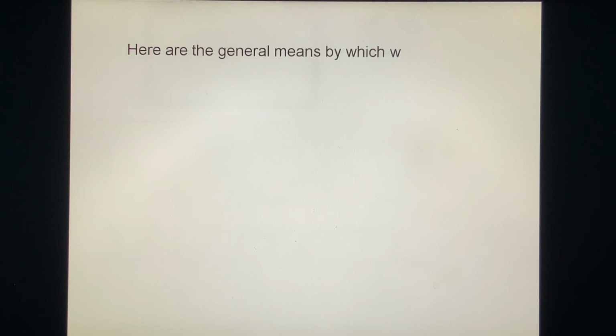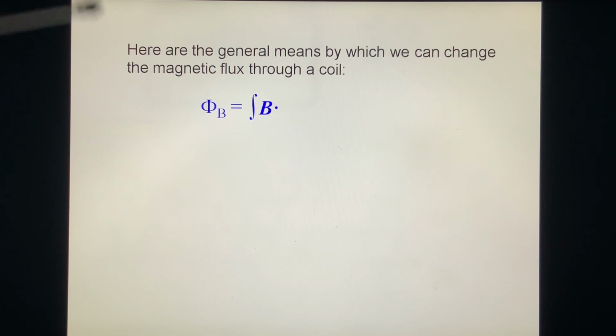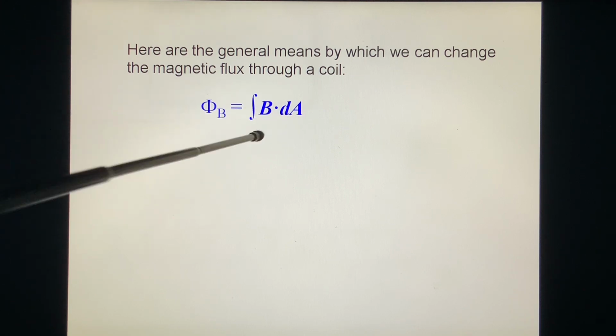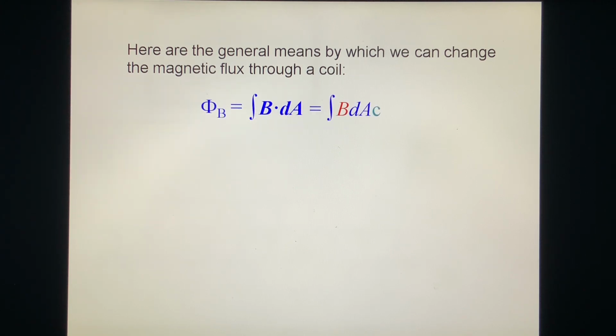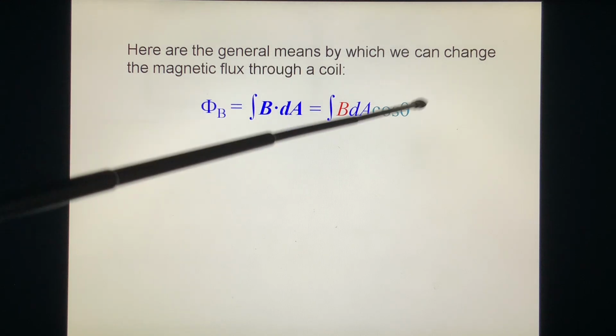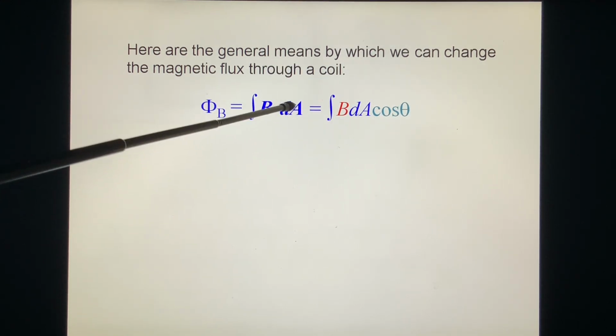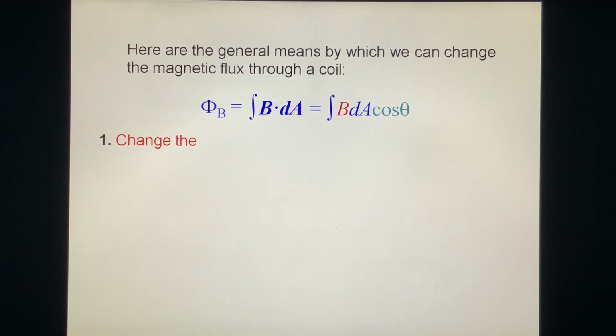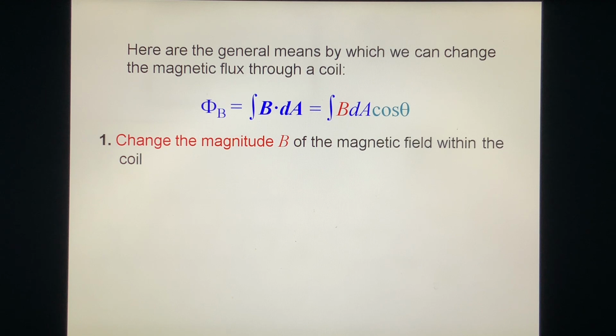Here are the general means by which we can change the magnetic flux through a coil, because it's defined as phi B equals the integral of B dot dA. B dot dA is B dA cosine theta, where theta is the angle between B and dA. So first, look at B: changing the magnitude B of the magnetic field within the coil.